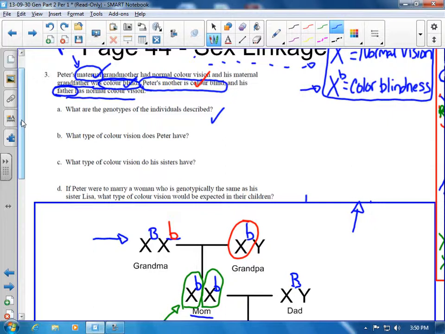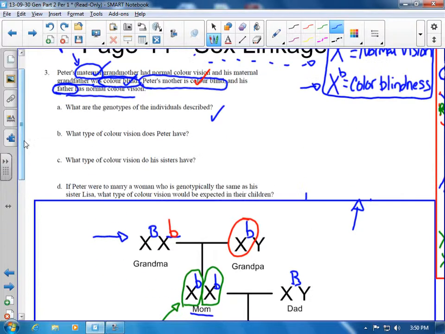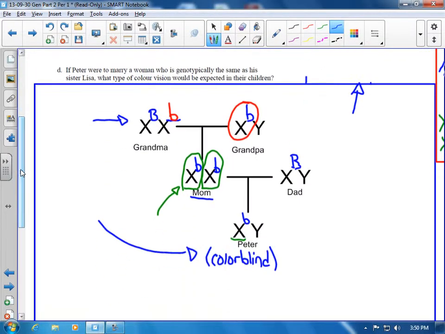3B, what type of color vision does Peter have? Again, we realize that Peter is colorblind based on his genotype. What type of color vision do his sisters have? Well, I didn't know about a sister. Well, let's go ahead and add a sister in.